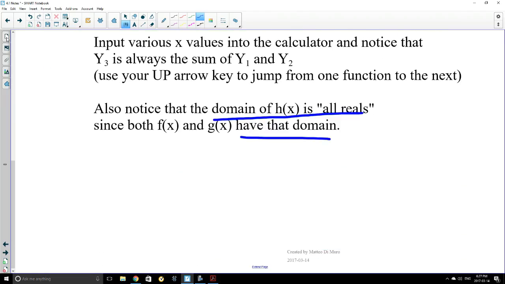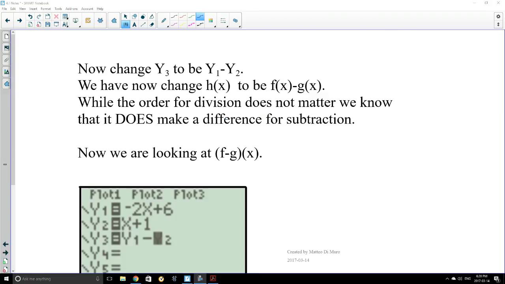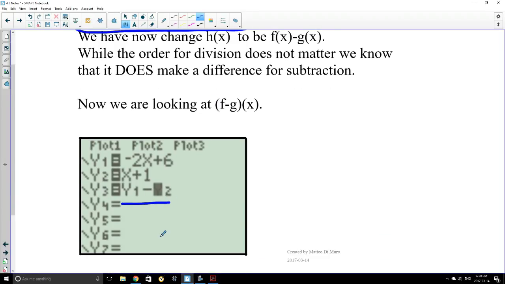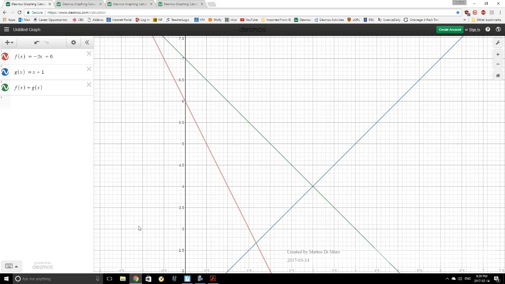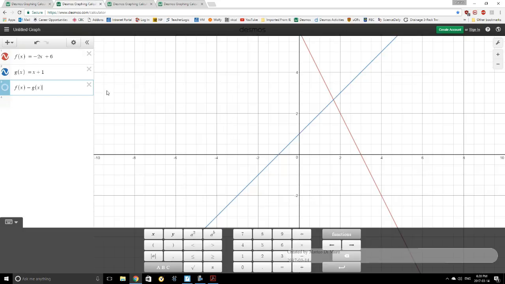Okay, let's do subtraction now. So if you're doing it on your graphing calculator, what you can do is change y3 to y1 minus y2, just like that. If you're not doing it on your graphing calculator, no problem. I got it over here on Desmos. So once again, we got the same two functions: negative 2x plus 6, x plus 1.